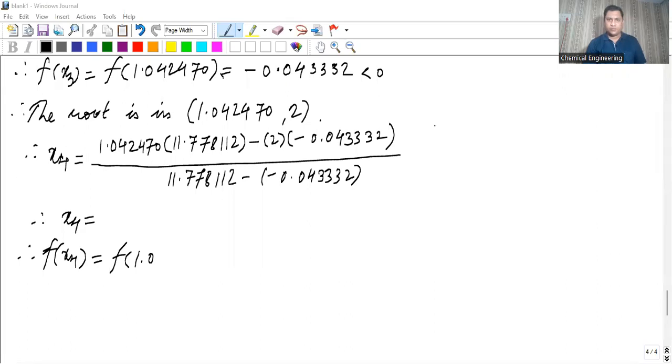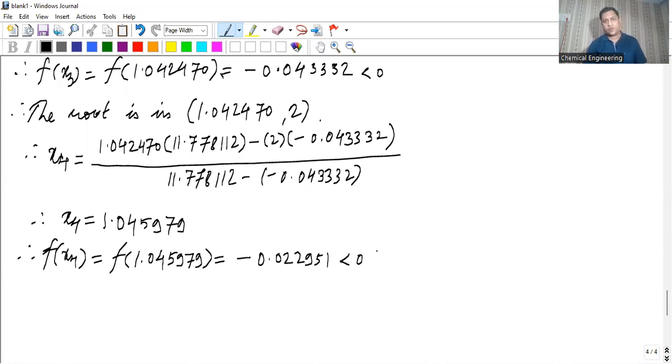What is the value you are getting? 1.045979. Is that okay? So let us calculate the value of the function at 1.045979. Yes, it is minus 0.029551. So again it is less than 0.